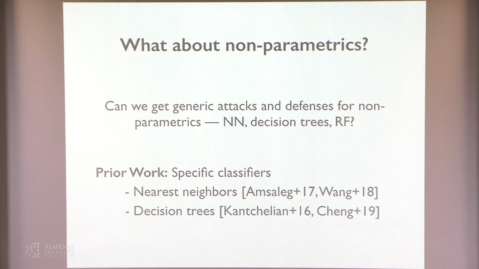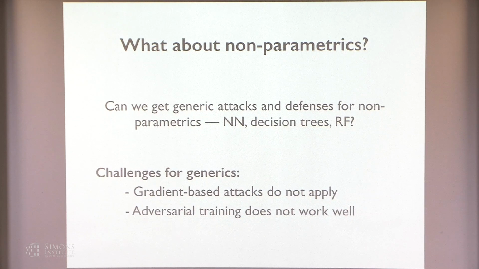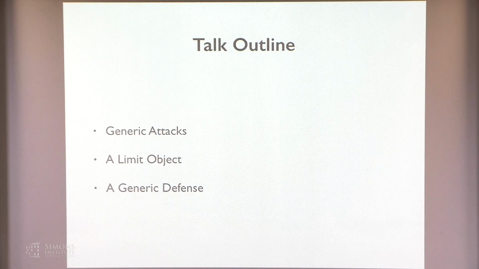But for non-parametrics, there's been a fair bit of prior work. They have either looked at specific classifiers, like nearest neighbors or decision trees and random forests, but there is nothing that generic. The challenge is that gradient-based attacks don't really apply. You could approximate things and then look at the gradients, but it's not as clean. And what people have seen, and this is not a new observation, is that adversarial training does not really work that well. So the question is, is there something generic that we could do? Next we will talk about generic attacks, then some theory, a limit object, and that will motivate a generic defense.